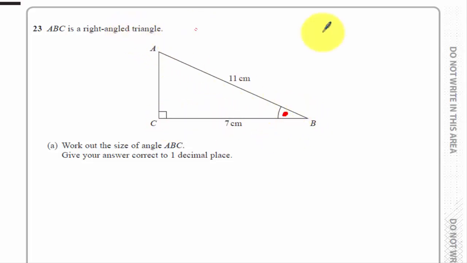You're told it's a right-angled triangle, so you can use SOHCAHTOA. You may have a different way of remembering this, but SOHCAHTOA is a common way. This is going to tell you whether you need to use sine, cos or tan on your calculator. This is the angle I wish to work out.